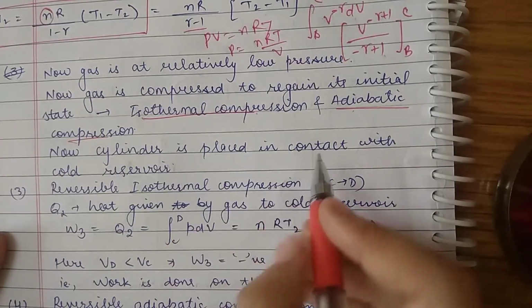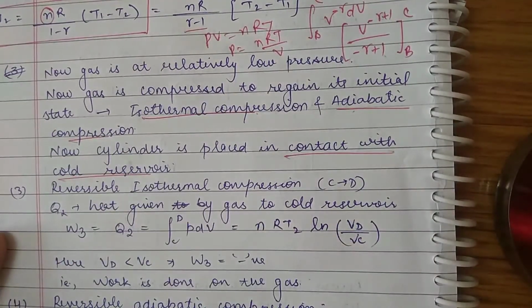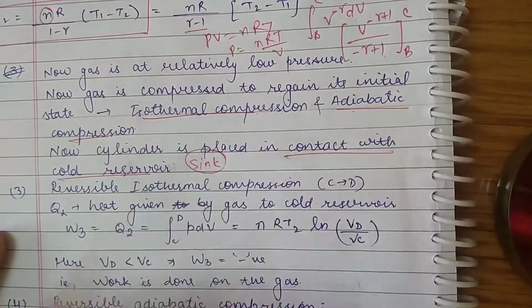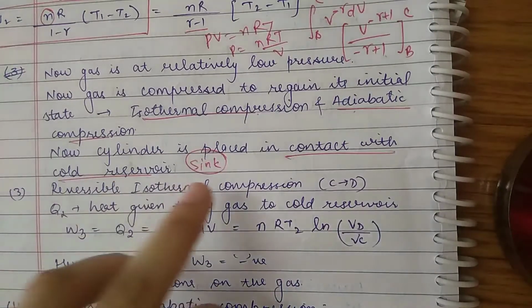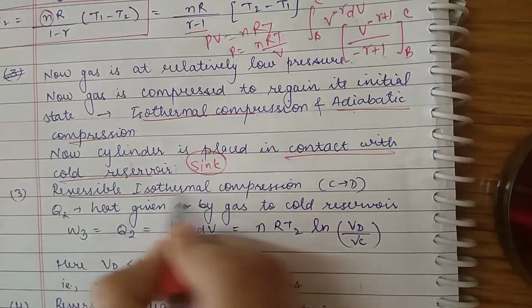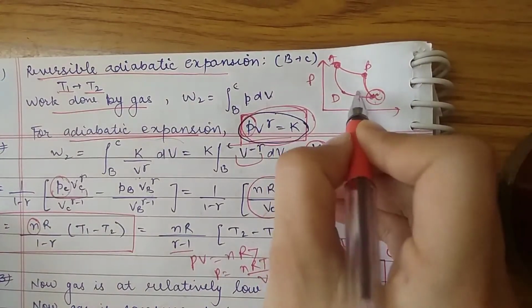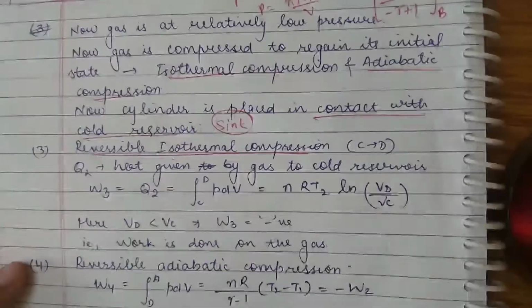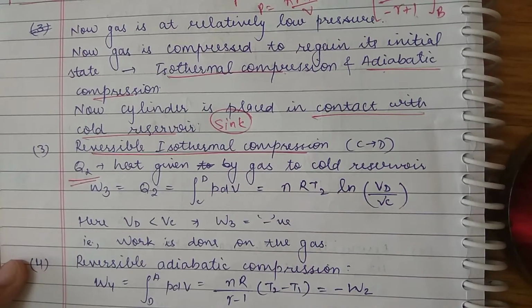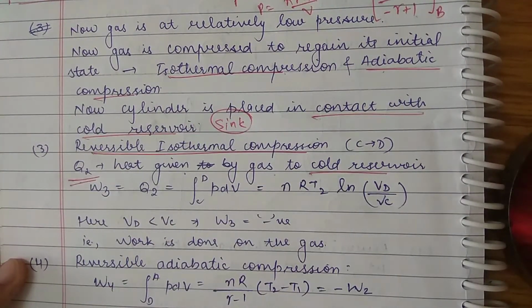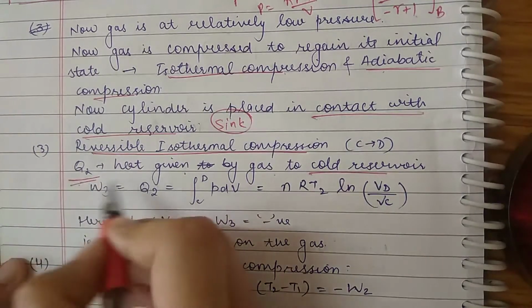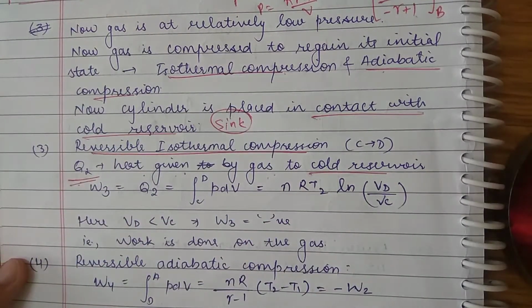Now the cylinder is placed in contact with the cold reservoir, that is the sink. Earlier we put it in contact with the source, but now we will place it in contact with the sink. Now the reversible isothermal compression is shown by the curve C to D. Here we will consider that Q2 is the heat given by the gas to the cold reservoir, since we are compressing it.